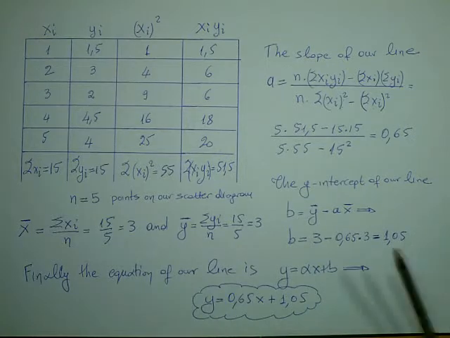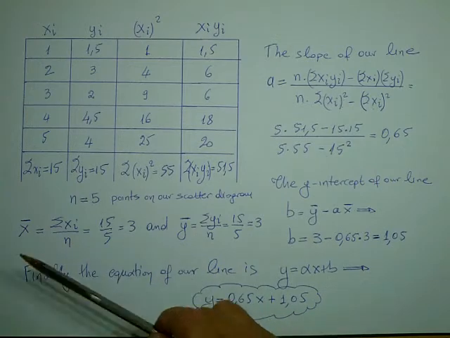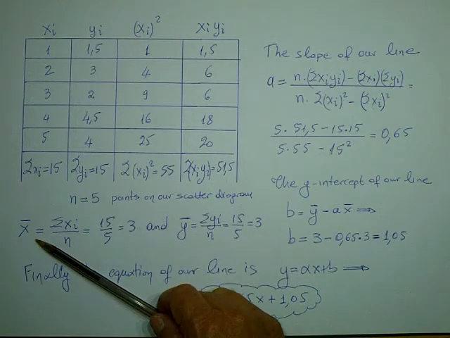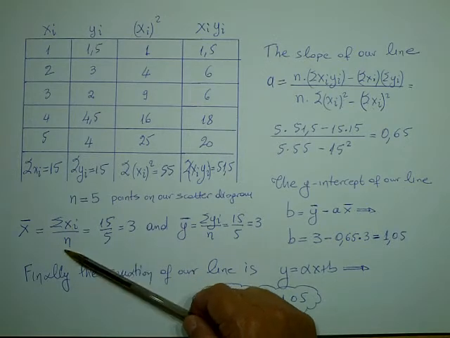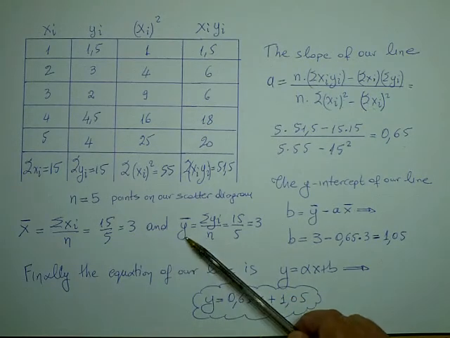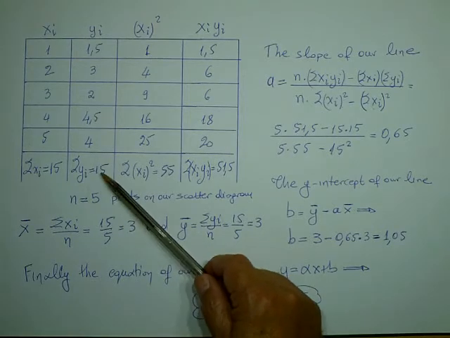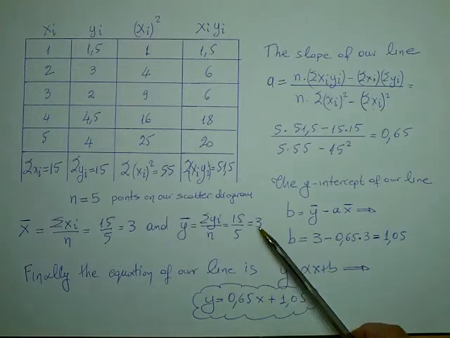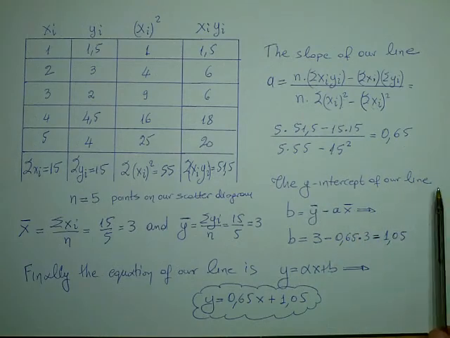The next thing I have to do is to find the mean of x's and y's. The mean of x's is given by dividing sigma xi over n, which is 15 over 5, which gives 3. The same number we get for the mean of y, which is 15 over 5, which gives 3. Now, I have to find the y-intercept of our line.